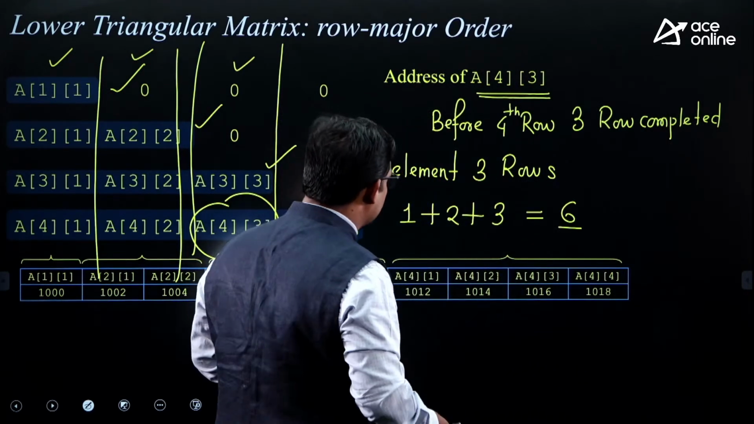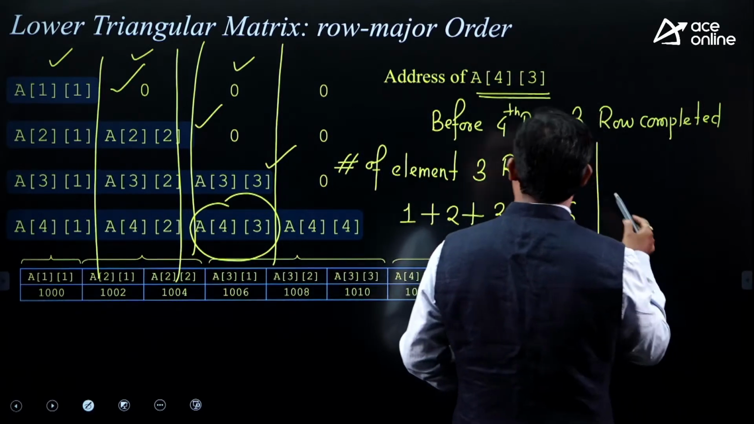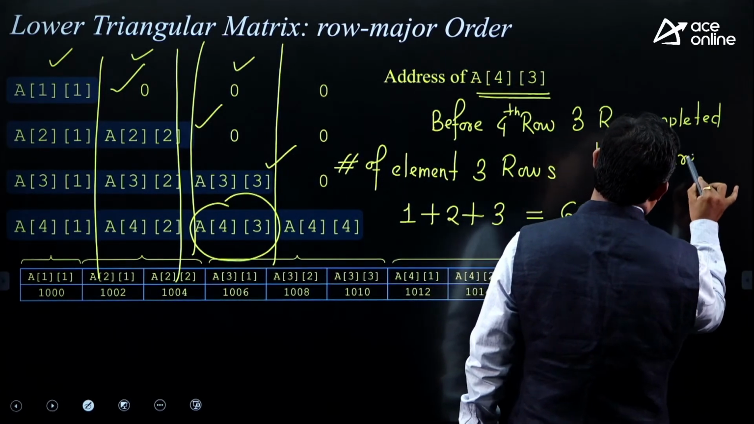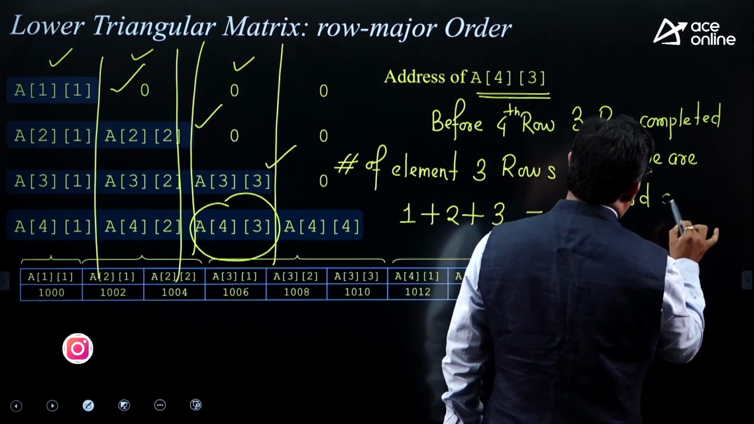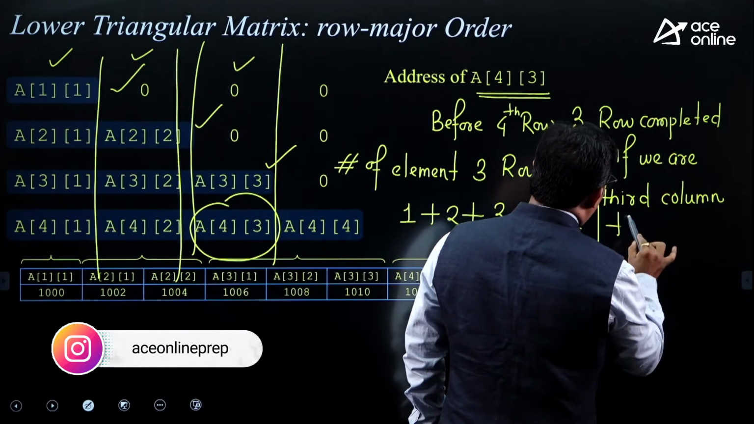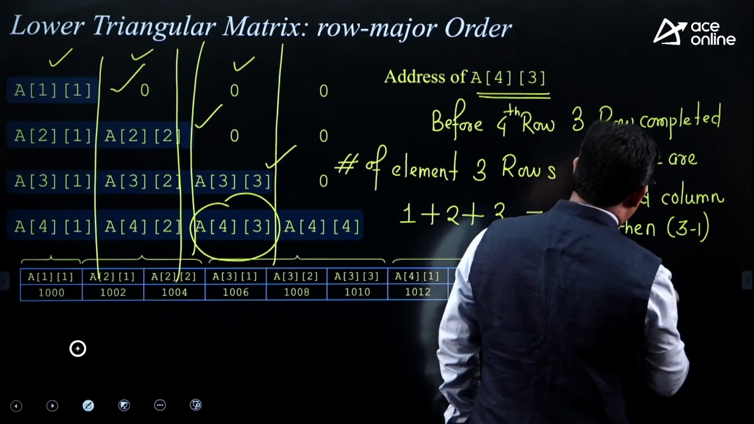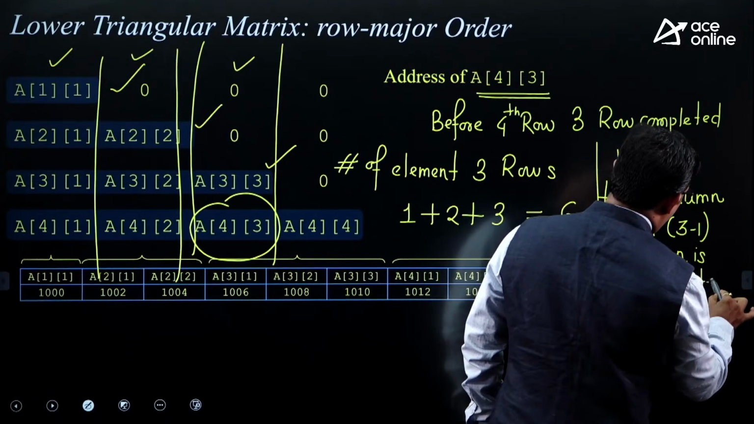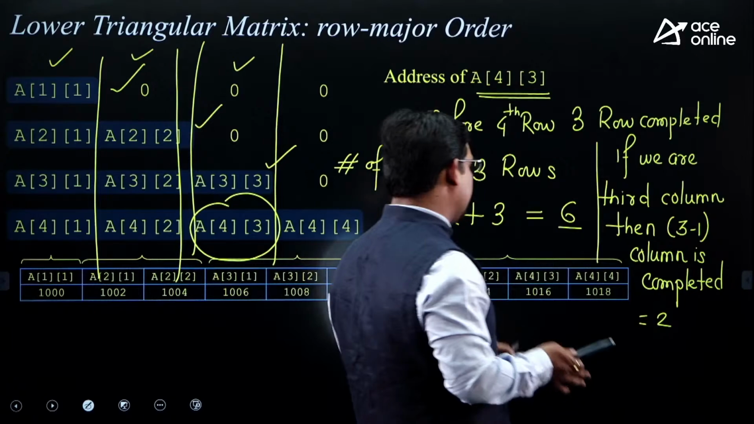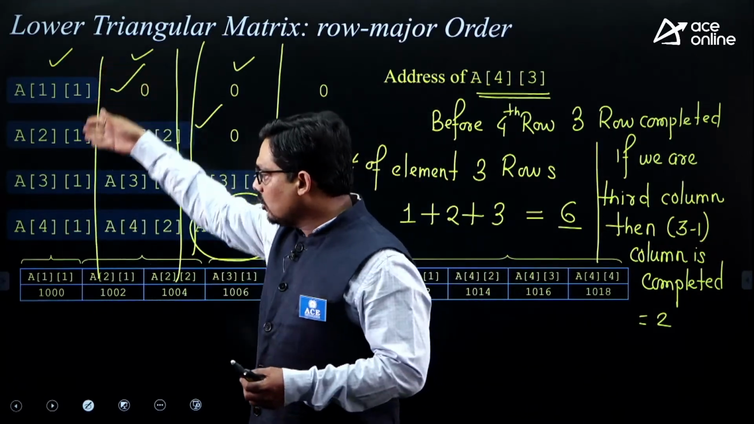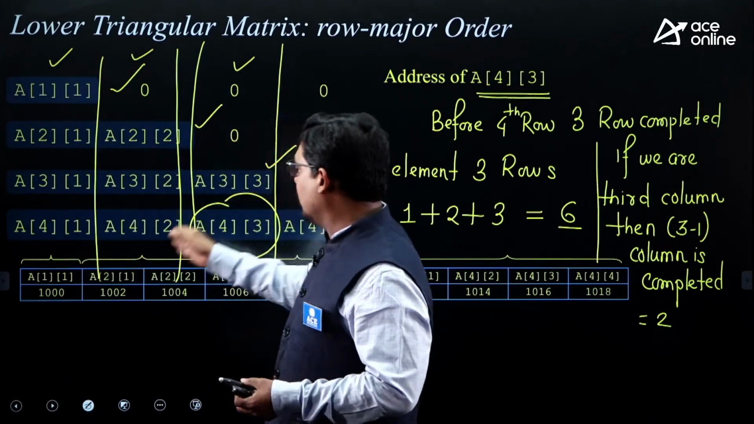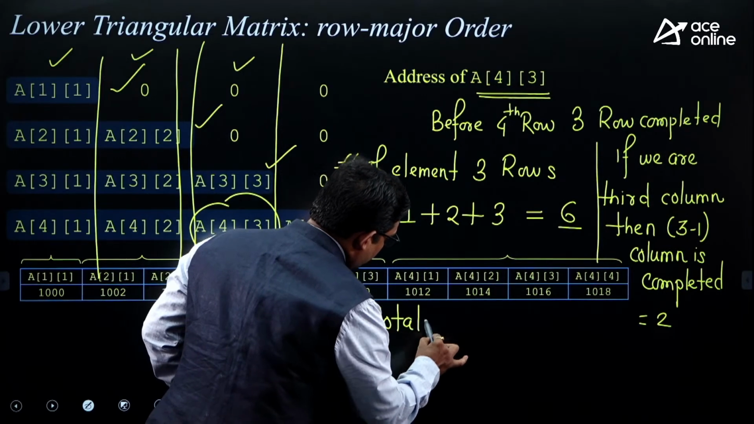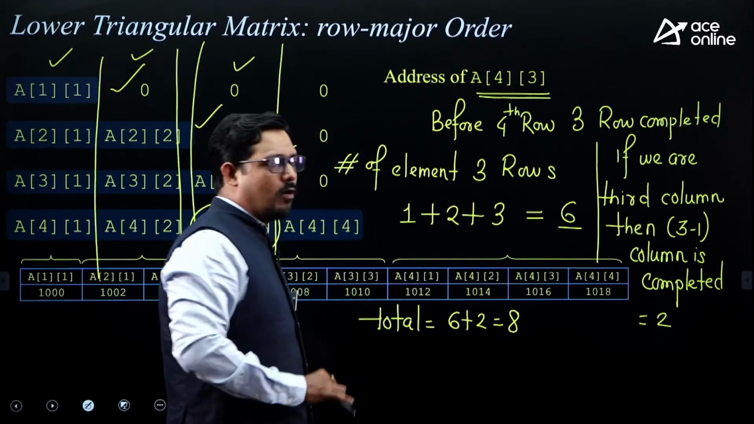So if we are in the third column, then 3 minus 1 column is completed, which is equal to 2. And each column will consist of only 1 element, because we are counting only those, not all the elements. So row-wise 6, and here 2, total it becomes 6 plus 2, which is equal to 8 elements we have already done.